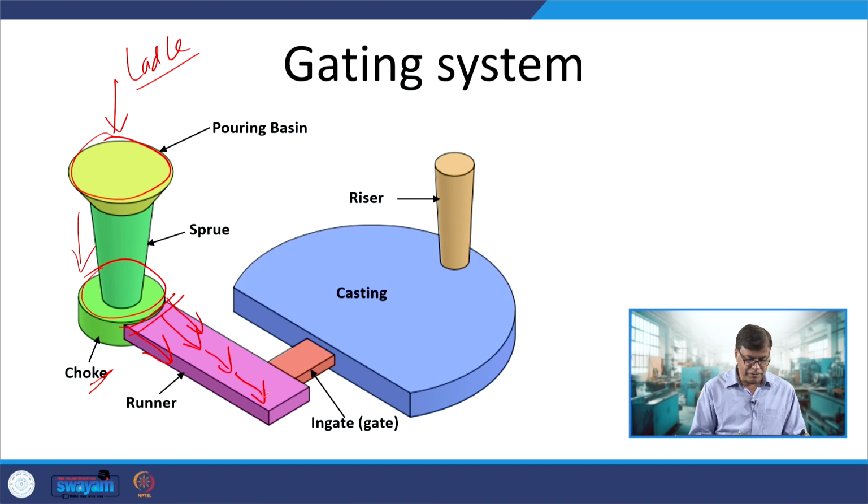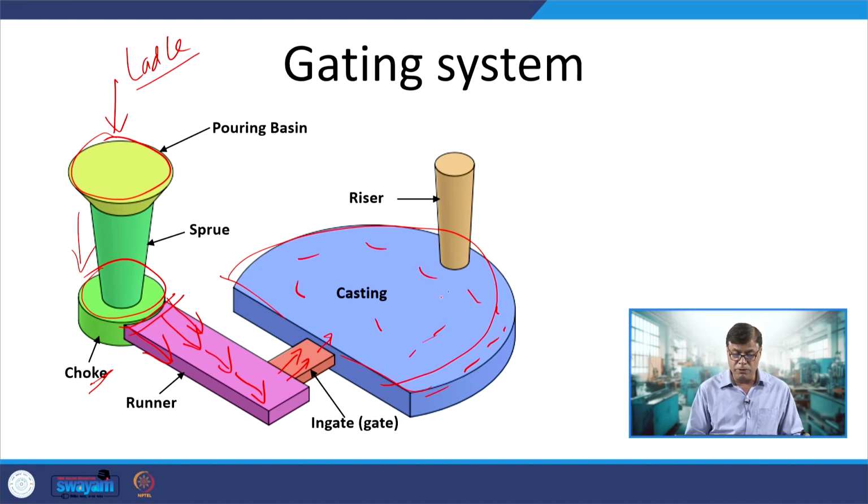The runner transports the metal to the ingates. In the ingates, the impurities are filtered out if there are any, and it feeds the molten metal to the mould. So, this entire zone is the mould where the molten metal will be filled in. Once the molten metal has been filled in the mould, it then fills the riser. This is how the flow of the molten metal will be happening in the gating system.